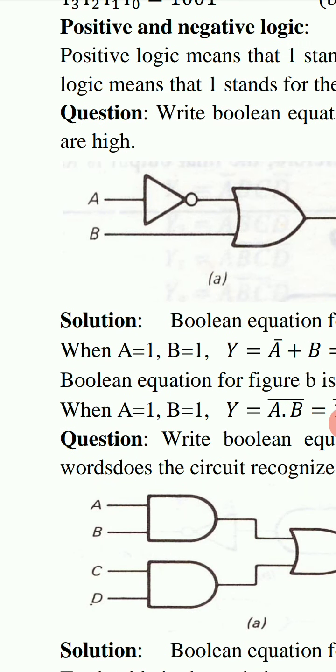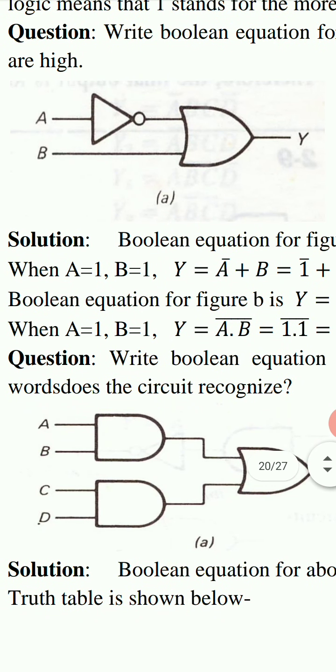Positive and negative logic. We generally use high voltage, that is plus 5 volt, and low voltage as 0 volt or ground, and generally we write high voltage as variable 1 and low voltage as variable 0. This is called positive logic, and if we make its opposite, then it represents negative logic.